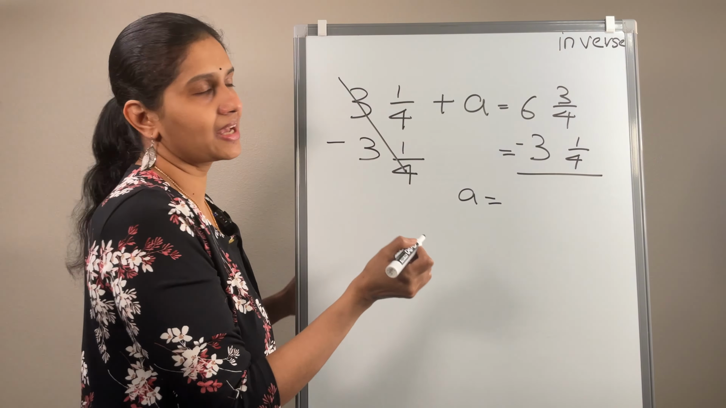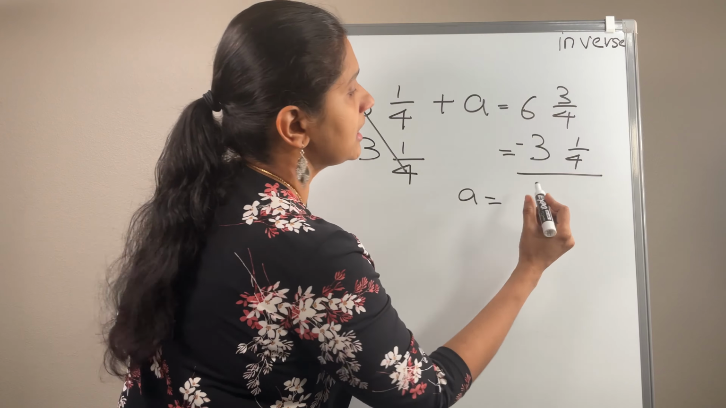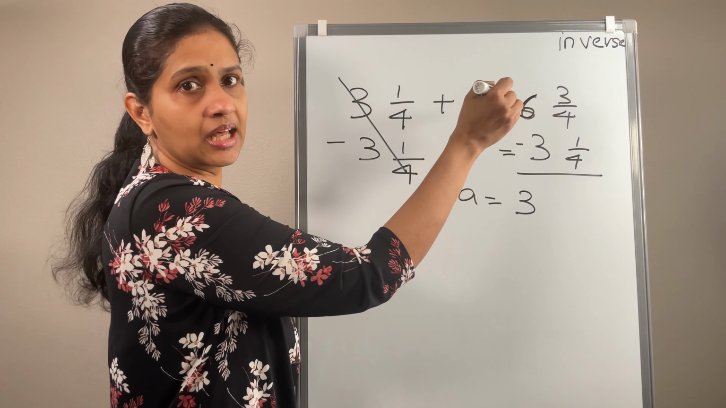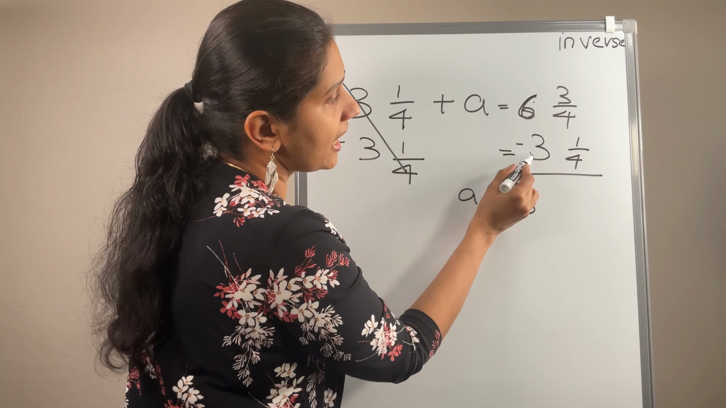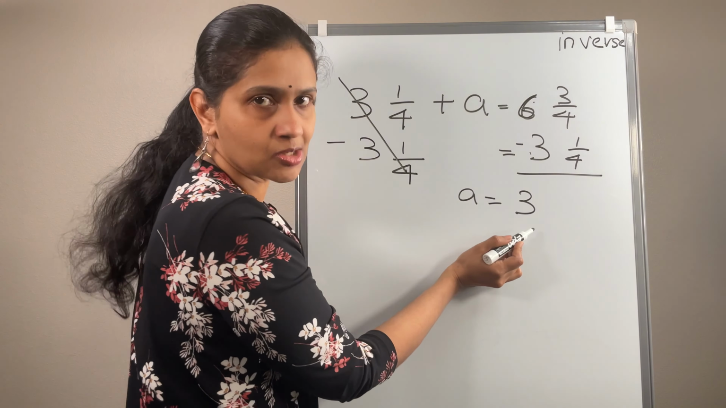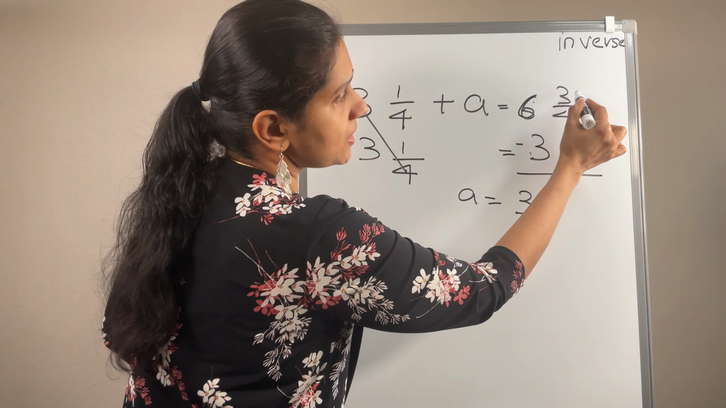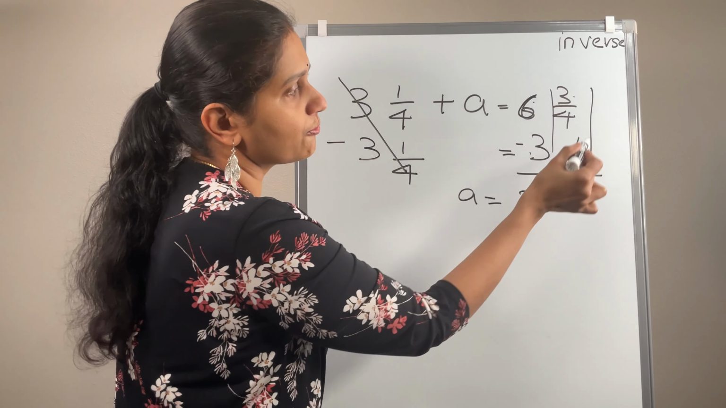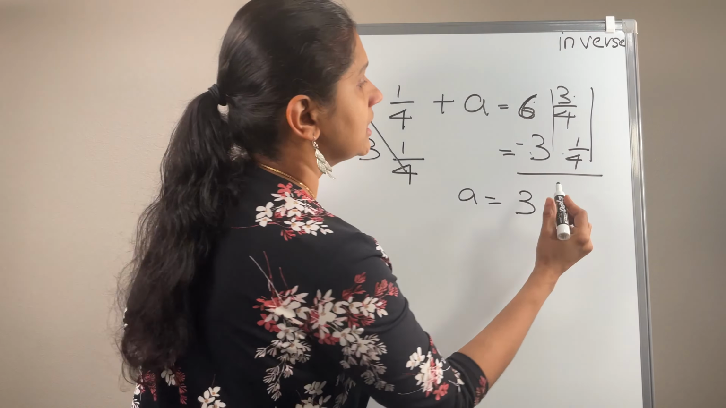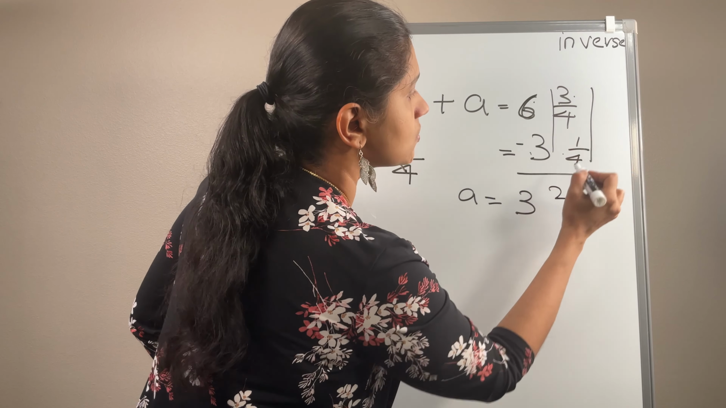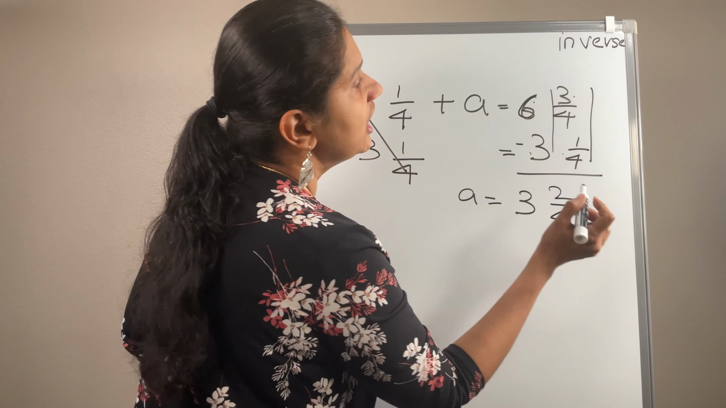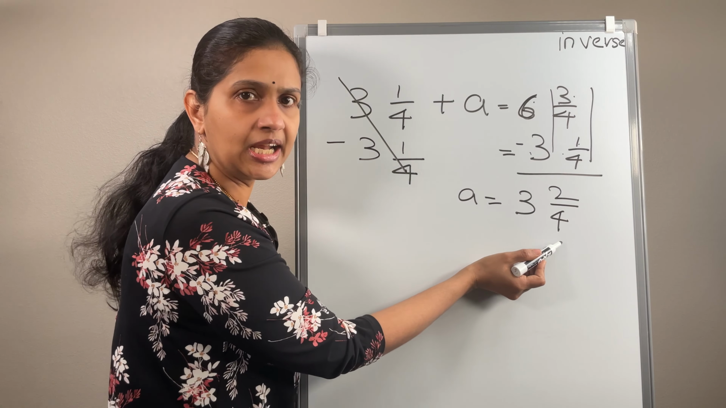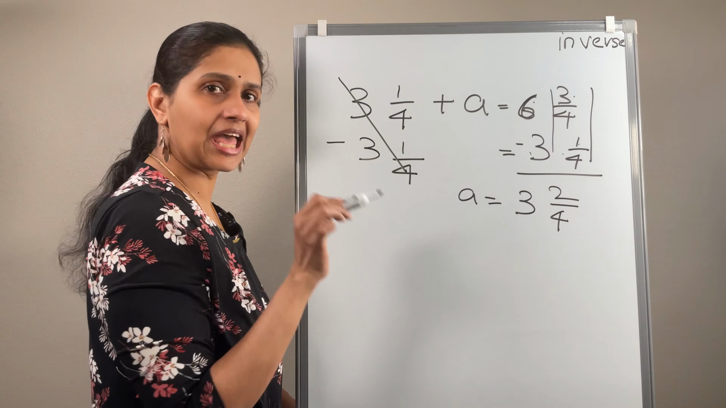Now, how to subtract this? 6 minus 3, that is going to be equal to 3. Consider these whole numbers which are near the fractions. This 6 and this 3, 6 minus 3, that's going to be 3. Now subtract 3 by 4 minus 1 by 4. That is going to be equal to 3 minus 1, 2, 2 by 4, where you have to subtract the numerators and put the denominator as such since they are like terms.